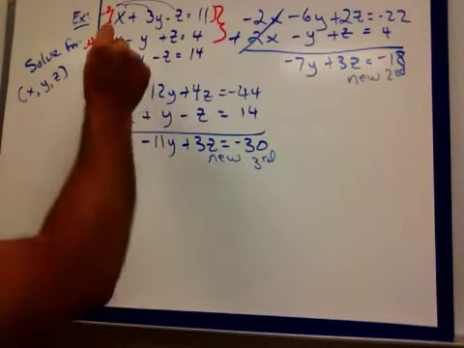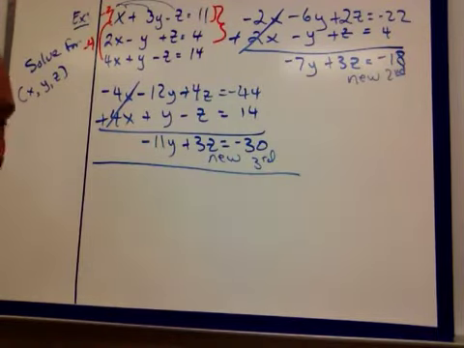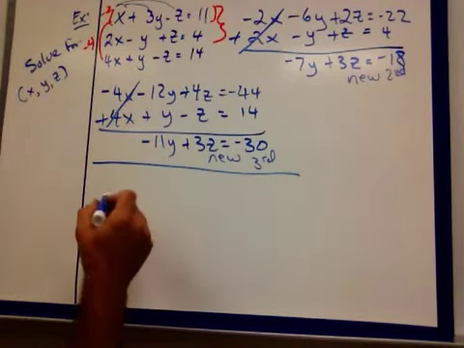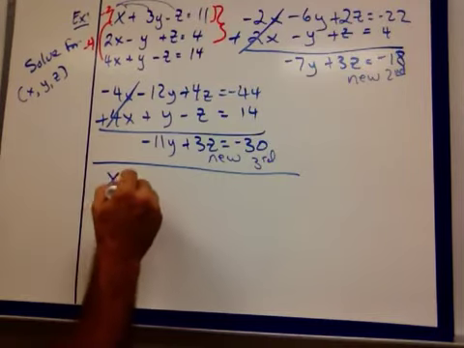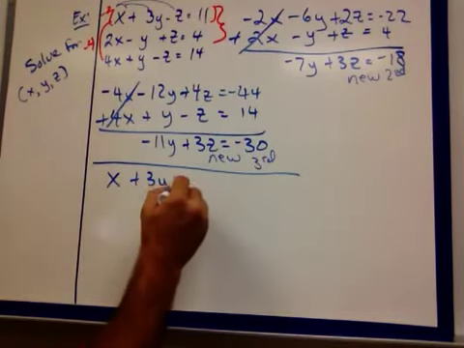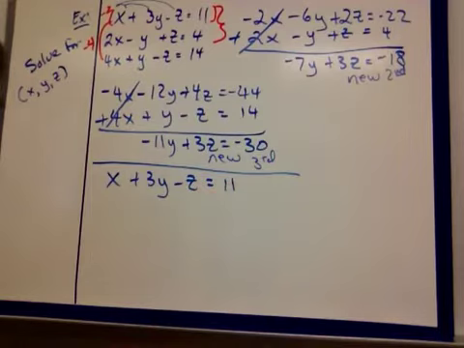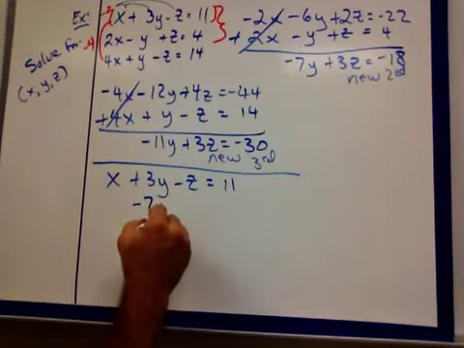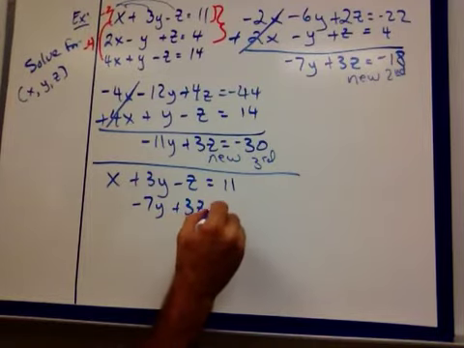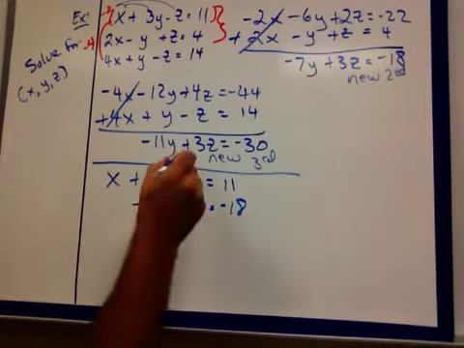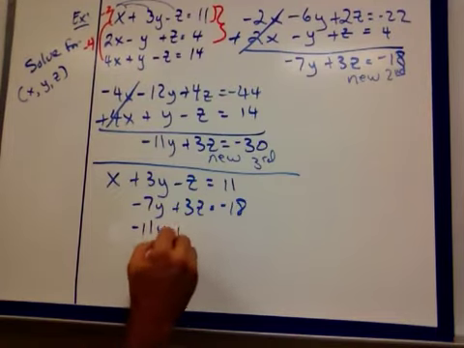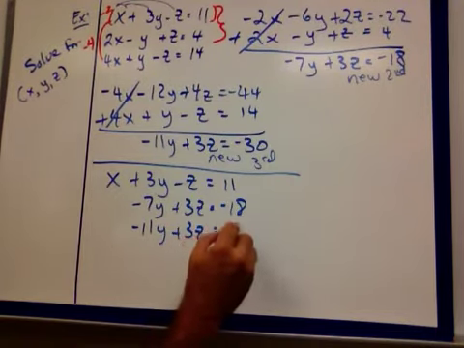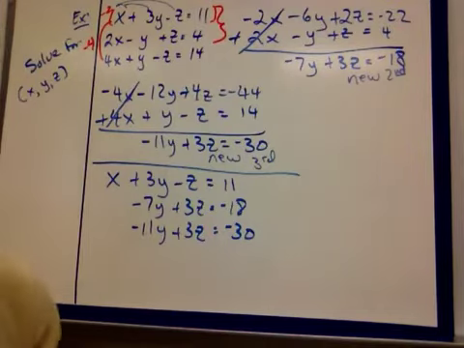Okay? So now I go back up here. I'm going to rewrite now. I'm trying to get to this triangular form, the thing I talked about in the last step here of those notes. So I've got x plus 3y minus z equals 11. That's not going to change for us throughout the problem. I'm going to take my new second, minus 7y plus 3z equals negative 18. Take my new third, negative 11y plus 3z equals negative 30. Okay? Double check here. Looks like I'm good.